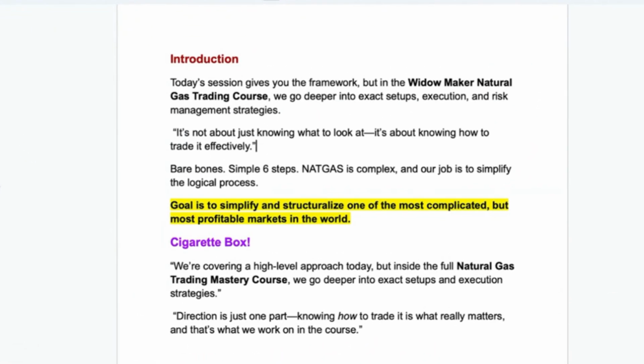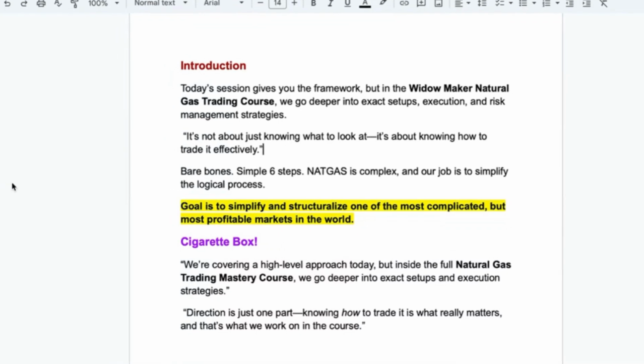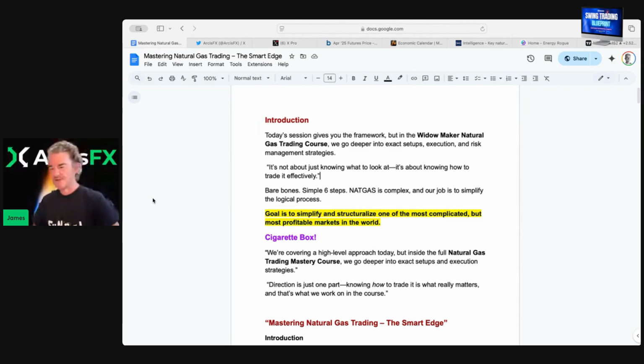But here's the first point. It's not just knowing what to look at. It's about knowing how to trade it effectively. And I think what a lot of you will have noticed, looking back on your natural gas trades over the months and even years for some of you, you'll look back and say, in hindsight, I knew exactly what I should be doing, but I didn't do it for whatever reason. And mostly those reasons are psychological. We'll talk about that a little bit later as well. But it's not about knowing what to look at. It's about knowing how to trade what you're seeing effectively, putting aside all of the fear and the greed and the doubts and the second guesses, all that sort of thing.